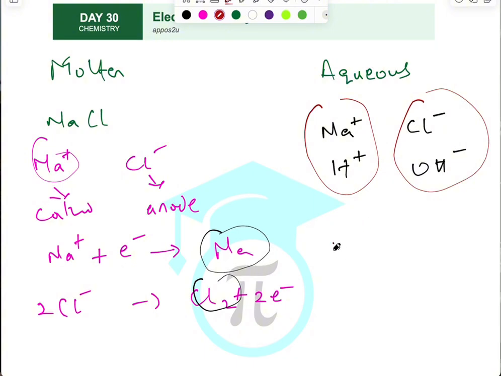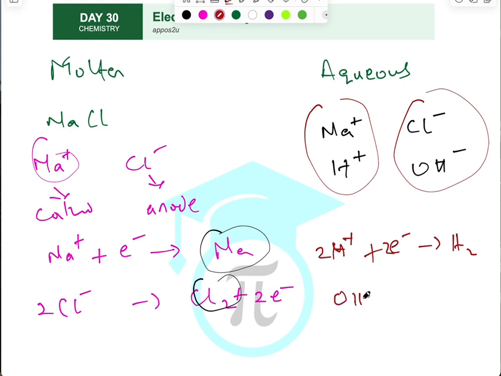So therefore, you have H+ going to the cathode. It's going to gain electrons there and become H2. So at the cathode, hydrogen gas is going to be liberated. Now, when it comes to Cl- and OH-, OH- in the electrochemical series will be below. So therefore, in that case, oxygen gas is going to be liberated.